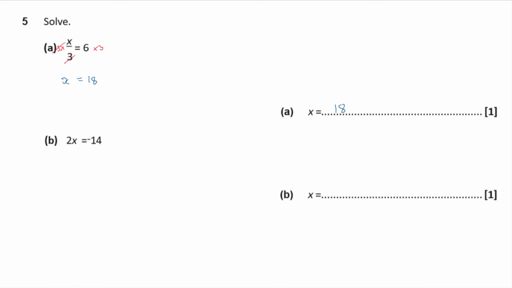And then secondly, I've got 2x is equal to minus 14. So here I'm going to have to divide by 2 both sides to get rid of that number in front of the x. That leaves me with x is equal to minus 14 divided by 2. That's minus 7, so x is minus 7.